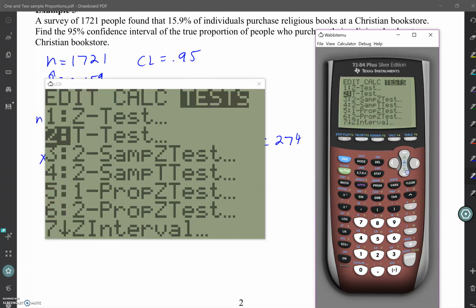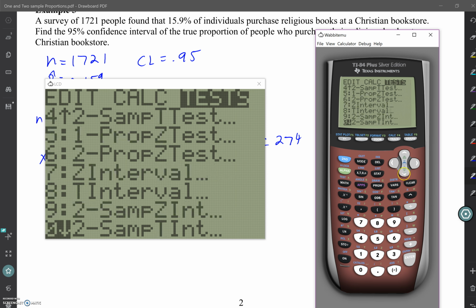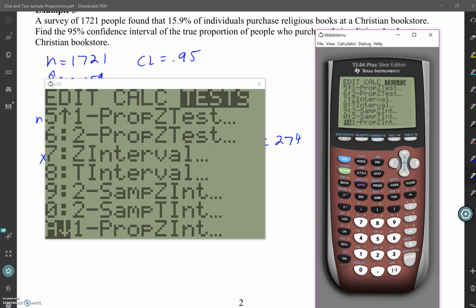We're building intervals, so we have to go down to the interval section. We are doing a 1 prop z int. So we're dealing with proportions, so it's got its own set that we have to go to. Did everyone find it? 1 prop z int. Meaning we have one proportion, and we're going to build a z interval from that one proportion. It's A, yeah.